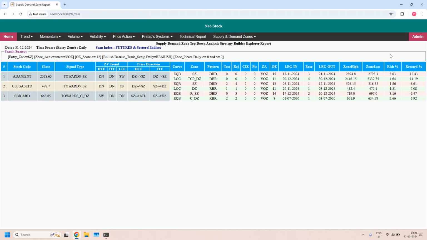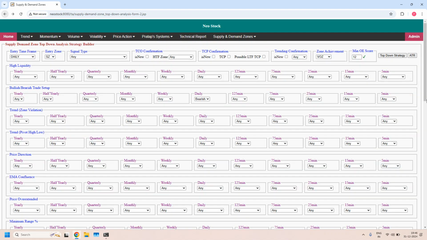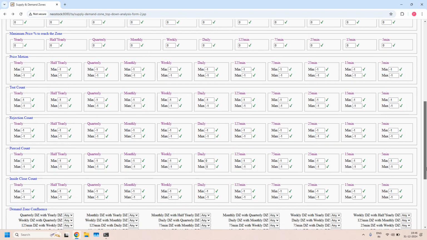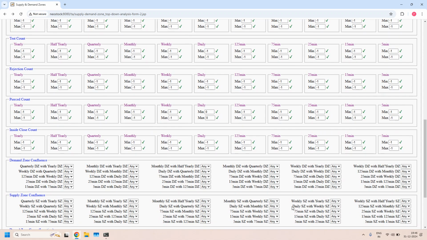Let's filter the stocks. We got 3 stocks. Currently, bearish trade setup for monthly income trade, these 3 stocks are filtered. And these entry zones are daily supply zones. Out of these 3 daily supply zones, some of these stocks are high probability based on the high liquidity zones. Apart from that, we can also further filter based on the zone confluence. So first filter is LTF and ITF supply zone confluence. That is a daily and a weekly supply zone confluence.